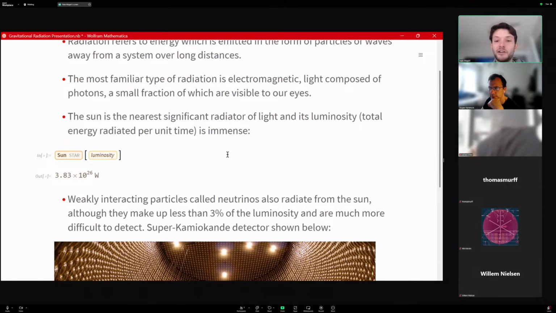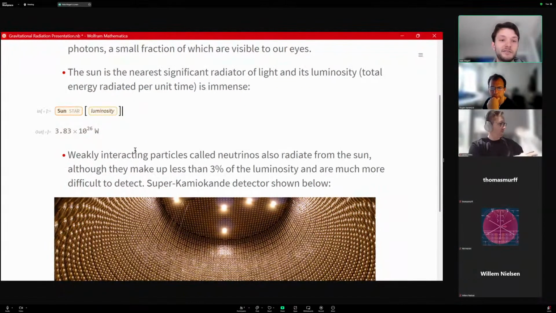But in the past 100 years, we've entered what astronomers are calling the era of multi-messenger astronomy, because we've also been able to detect other forms of radiation. In the 1960s, I think the first neutrino was detected. And this was a prediction that had been made for a while. And these particles are emitted in the nuclear reactions in the core of the sun. And so they also radiate away from the sun.